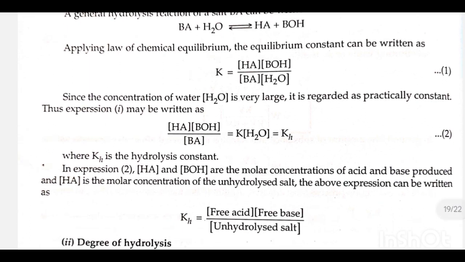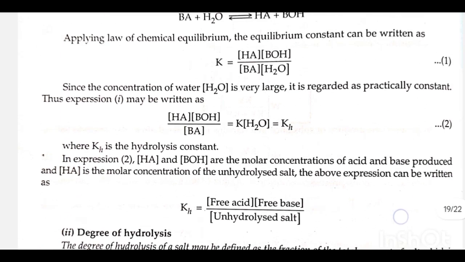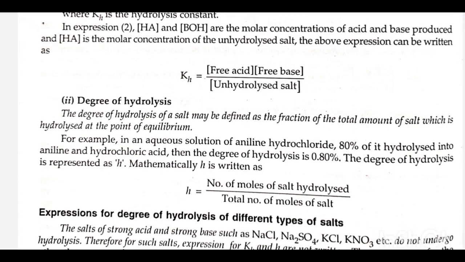Since the concentration of water is very large, it is regarded as practically constant. This expression 1 may be written as [HA]·[BOH] upon [BA] is equal to K into [H2O], which is equal to KH, where KH is the hydrolysis constant. In expression 2, [HA] and [BOH] are the molar concentrations of acid and base products, and [BA] is the molar concentration of unhydrolyzed salt. The above expression can be written as KH is equal to free acid times free base over unhydrolyzed salt.